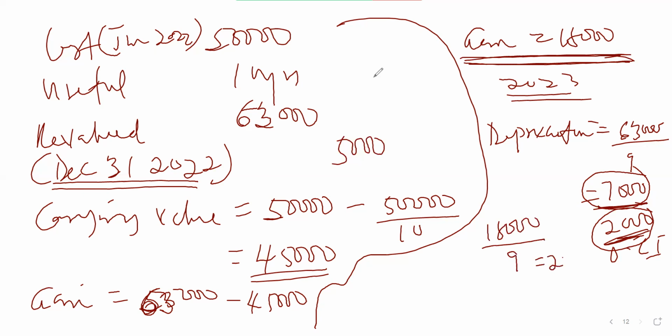So every year we'll be transferring what? 2,000 to retained earnings. This is the easiest way of calculating the amount that you're going to transfer. Take the revaluation gain, divide it by the useful life of the asset. The revaluation gain will be realized over the remaining useful life. So divide it every year, you take that particular amount.